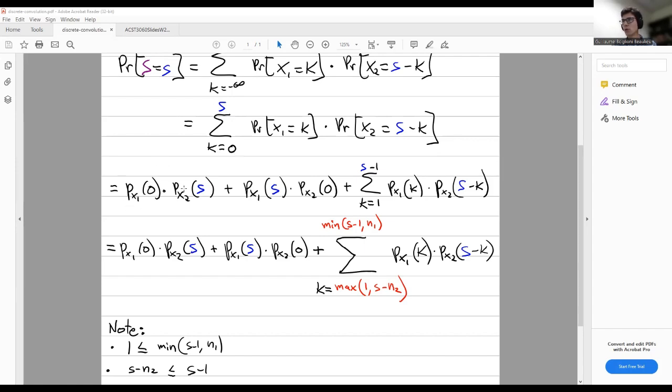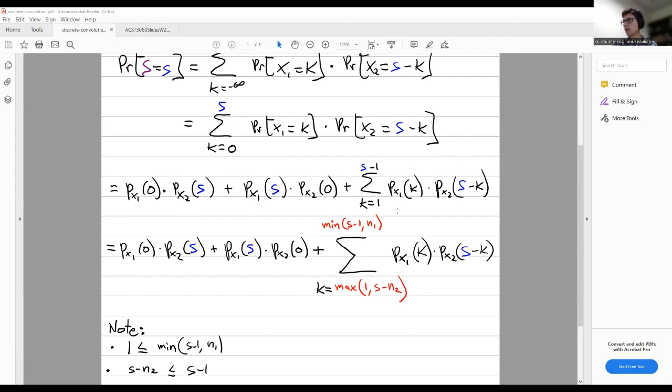Probability x1 is 0, then times, when k is 0, the second term is probability x2 equals s. So let's put it here. And same thing, the very last term would be probability x1 is s. So I put this here, and then here s minus s is 0, so probability x2 is 0. Again, the only reason I'm doing this is that in my code, px1 0 and px2 0 have a special status. Okay, deal with them separately.